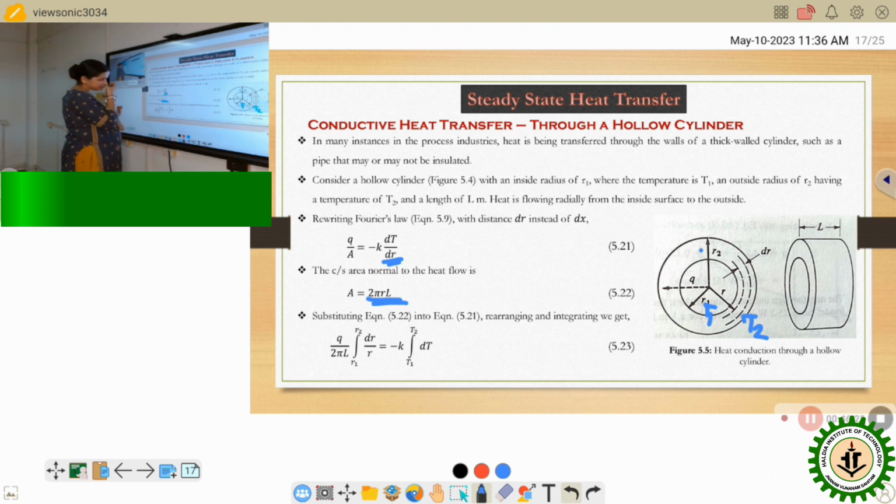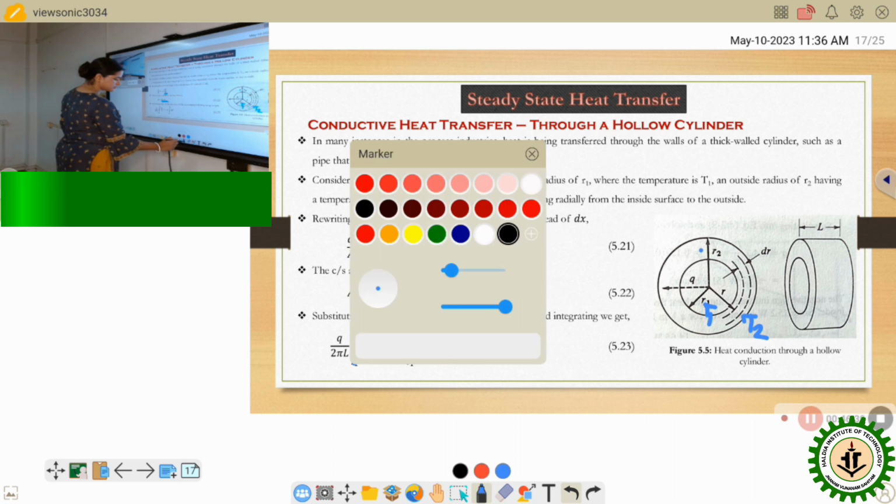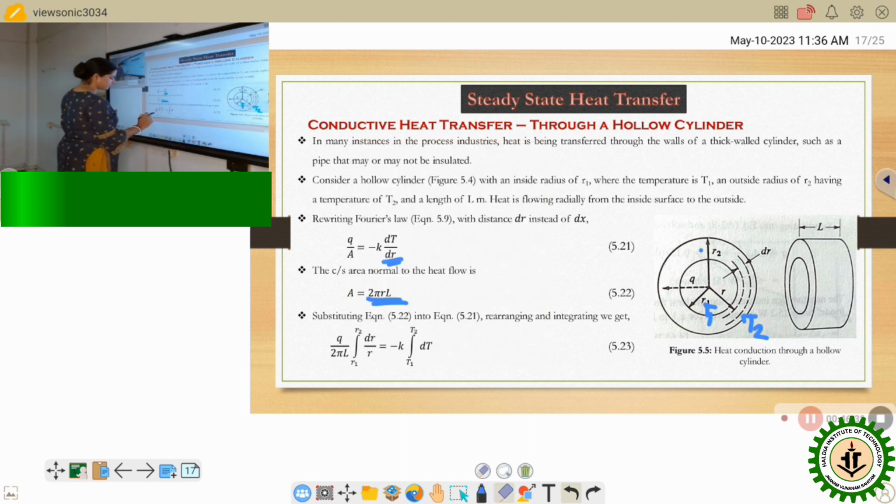So it will be dr by R, integrated from R1 to R2, and minus K will remain as it is, and temperature will change from T1 to T2.